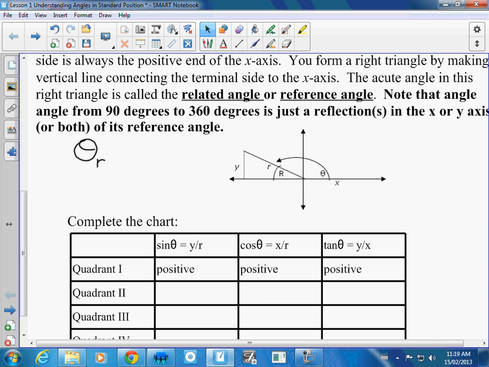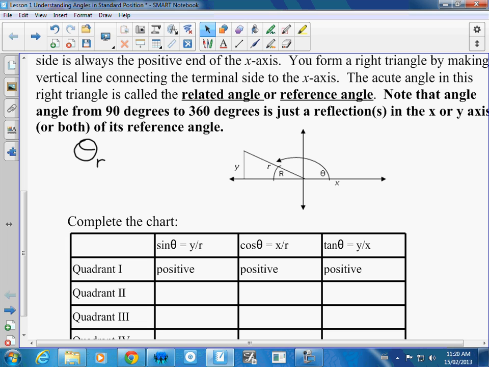Quadrant 2. Now, quadrant 2, the one right above it here, which one's positive, the y or the x? The y. The x is going to be negative. But what about r? Let's plug some numbers in for a sec. Let's pretend y is 3, and let's pretend x is negative 4, because it's negative. What's 3 squared? 9. What is negative 4 squared? Positive. 9 and 16 is 25. What's the square root of 25? 5. So what is r? Is r positive or negative? Positive. Oh, okay. So in quadrant 2, r is positive.